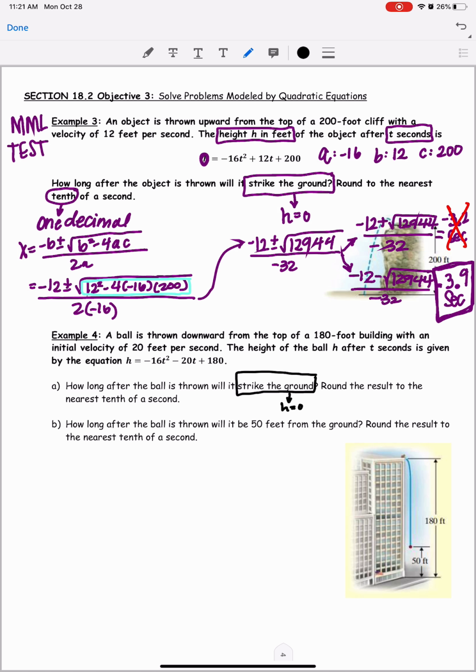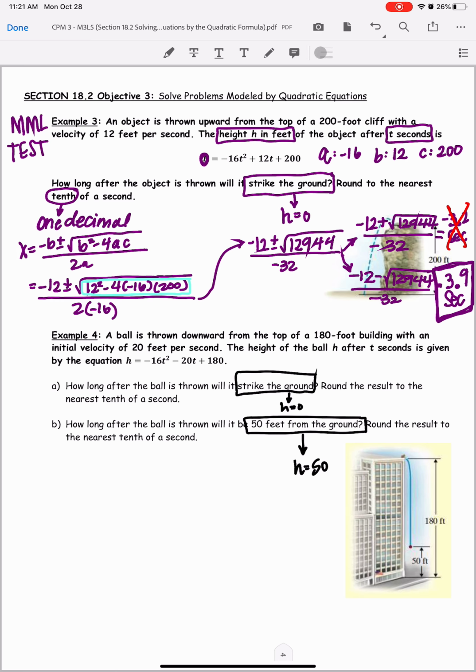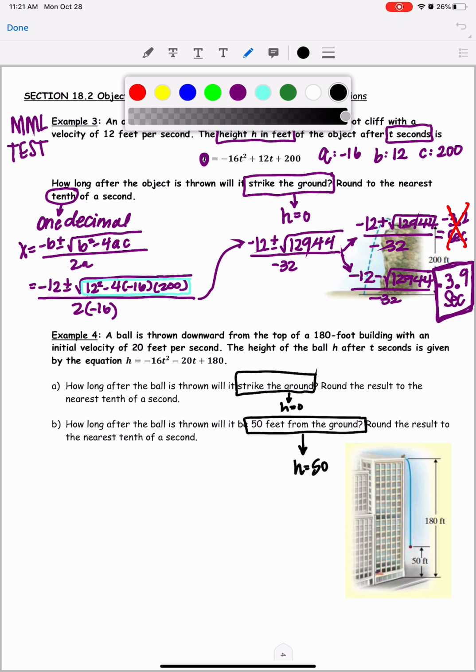And then it wants to know, when is something 50 feet from the ground? So in this problem, you've got 2 problems. Your H is 50, and then it's not in standard form. You've got to get it in standard form. So if you want to try those, you can.